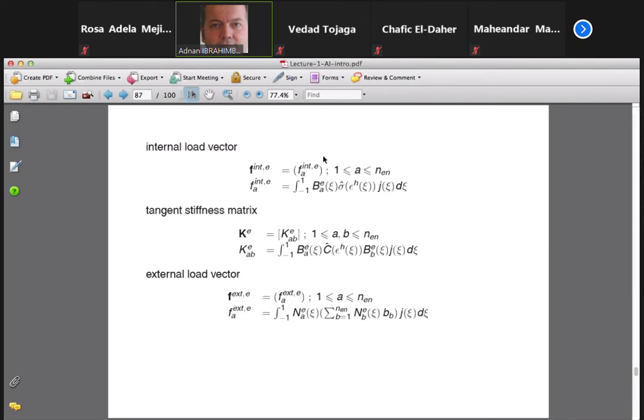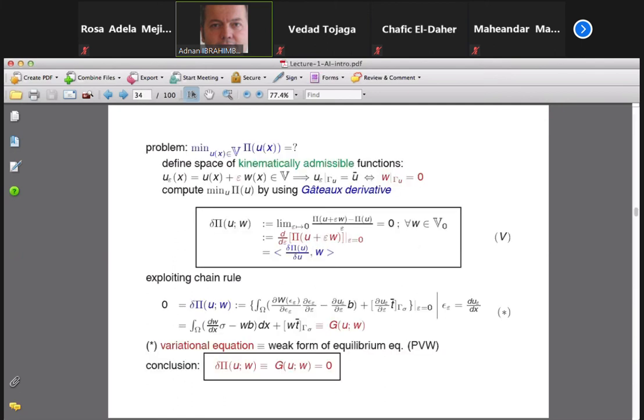So in the summary of all these results, here is the result. You basically have a computation of the internal force to be obtained by using these integrals from -1 to 1, and then you have a tangent stiffness, you have an external load vector that you have to obtain. Maybe I would go back and try to find your homework. So this is page 87, what is this? Maybe 34 up, yeah.